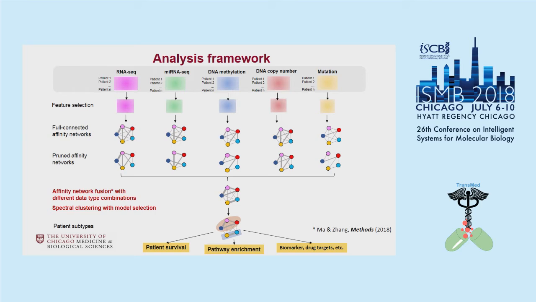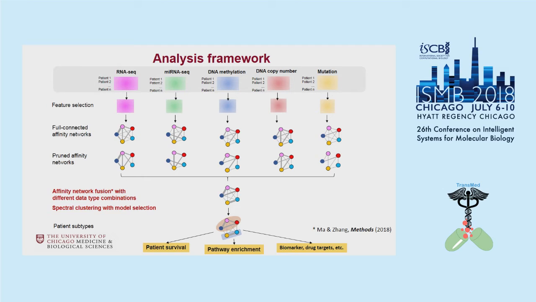Our framework looks like this. We obtain different types of genomic data, including RNA-seq, microRNA-seq, methylation, copy number array data, and also mutation data. For each type of data, we did a feature selection to reduce the feature space. Then for each type of data, we construct a patient similarity network, a fully connected affinity network. Then we remove those edges between patients which have weak evidence of similarity. After that, we combine the networks of the different data types into one single network, which we call fusion.